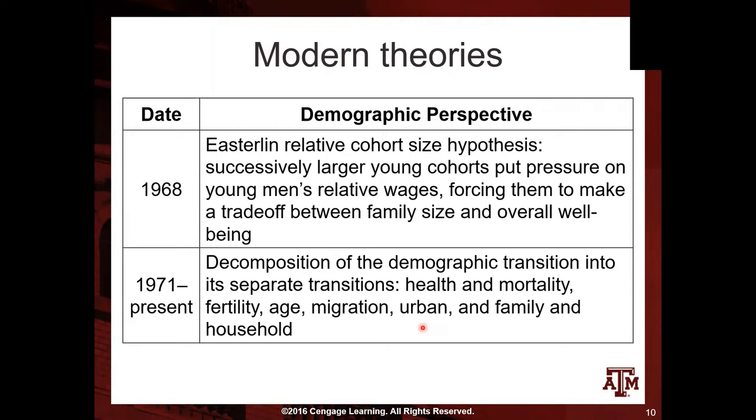And how all that postponing fertility, postponing the age at which we got married, or migrating from one area of the country to another, or from one country to another, changes family and household composition, right? So we try to understand each one of the separate aspects that influence the overall demographic transition.